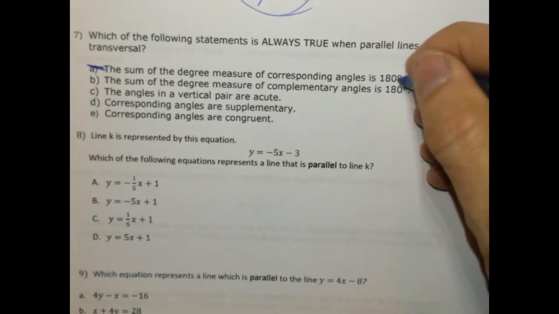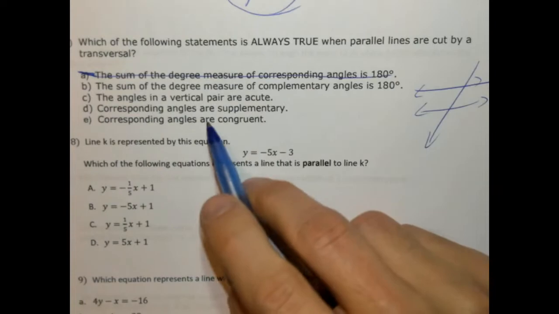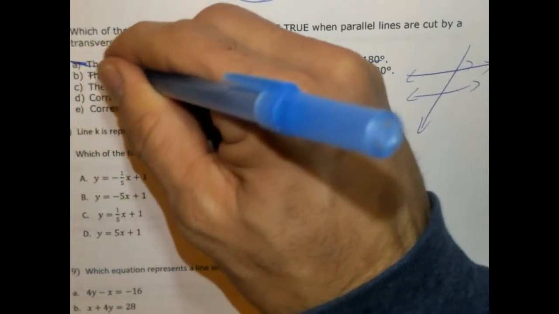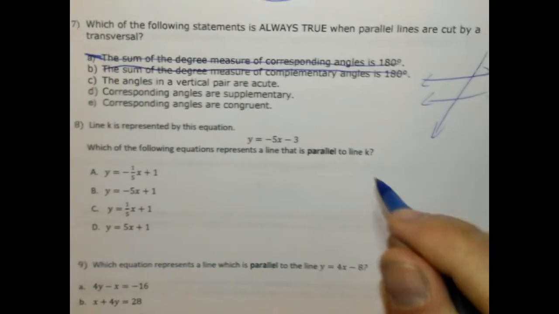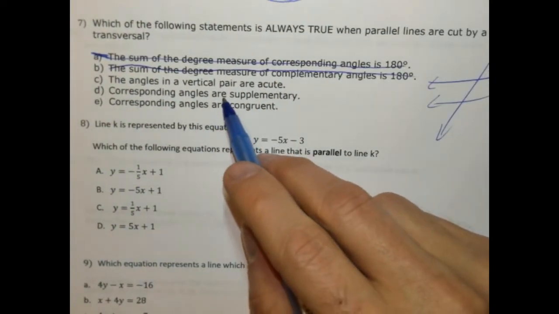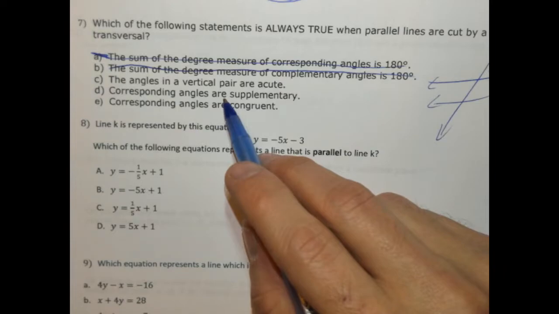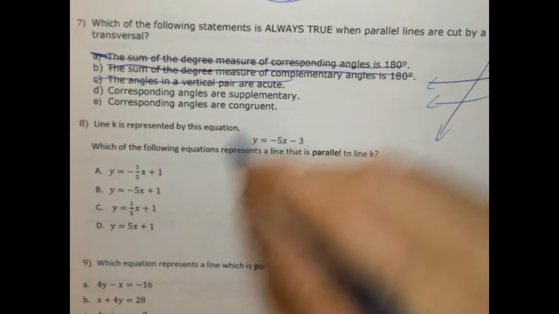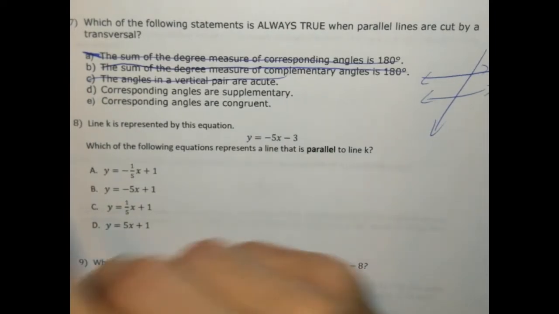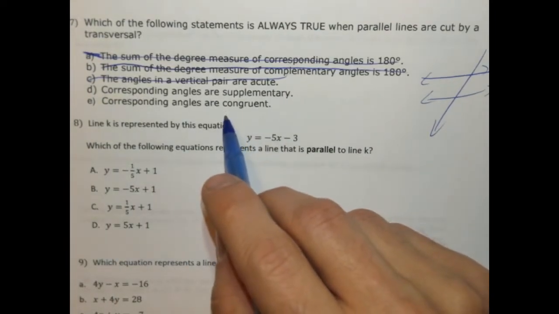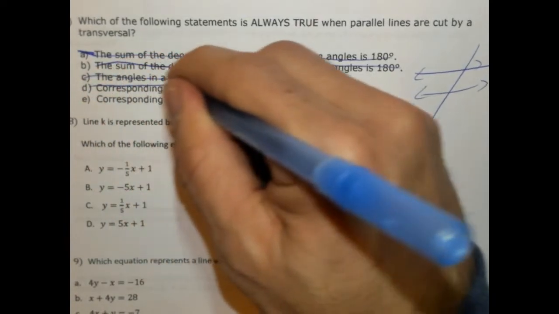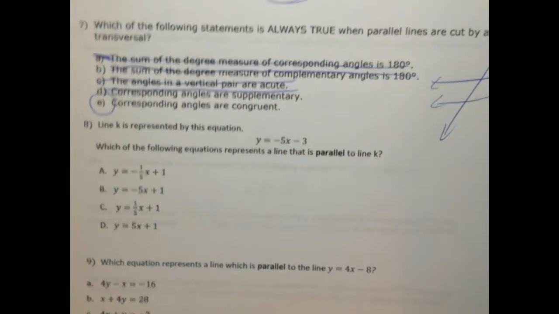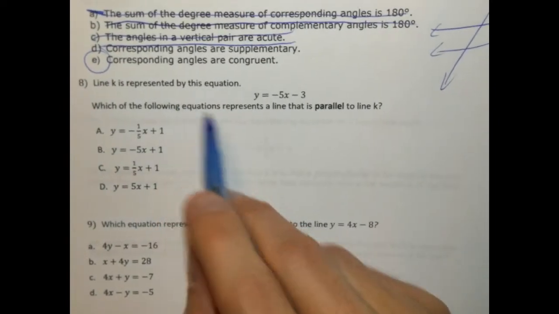The sum of, let's cross that out. The sum of the degree measure of complementary angles is 180. Nope, that'll never be the case. Complementary angles add up to 90. The angles in a vertical pair are acute. No, not necessarily. Corresponding angles are supplementary. I mean, they can be, but they don't need to be. Corresponding angles are congruent. Yes, they'd have to be if the lines are parallel. So it's E.